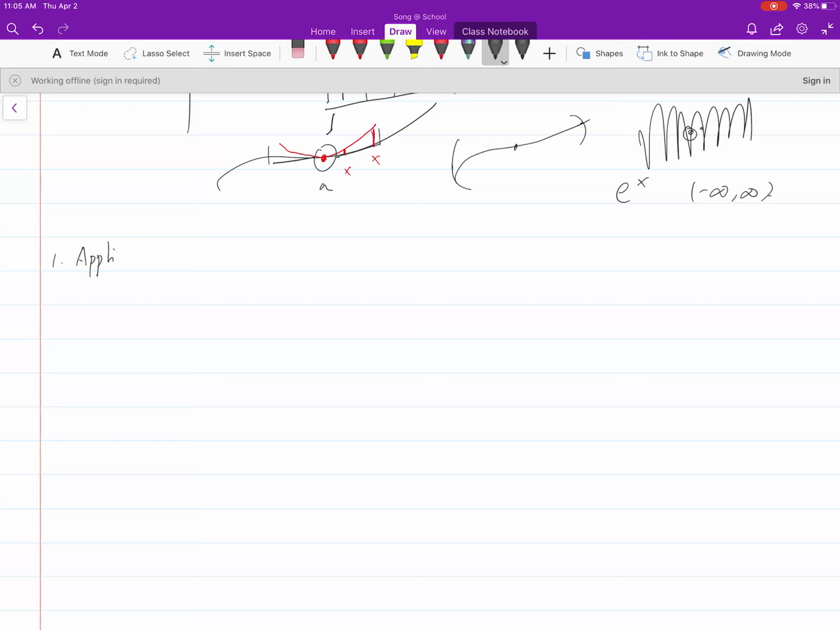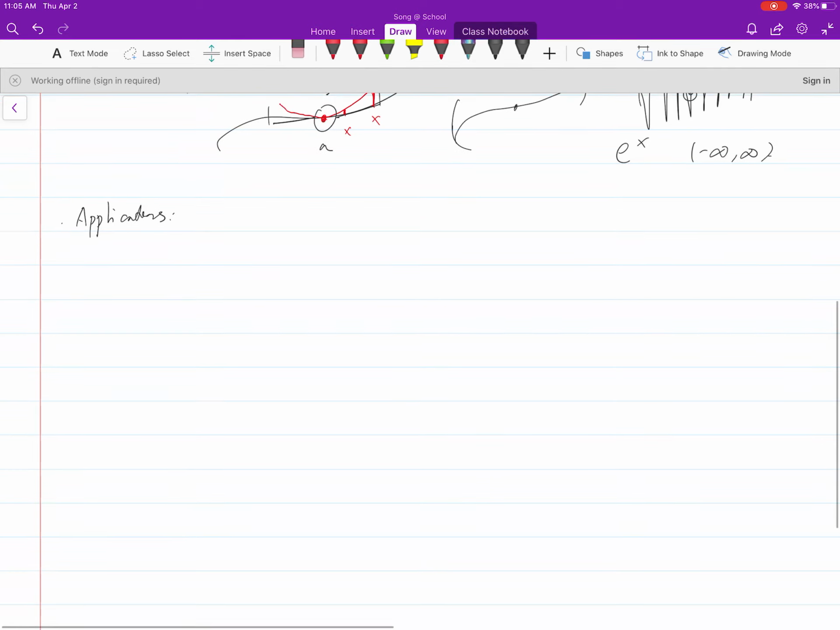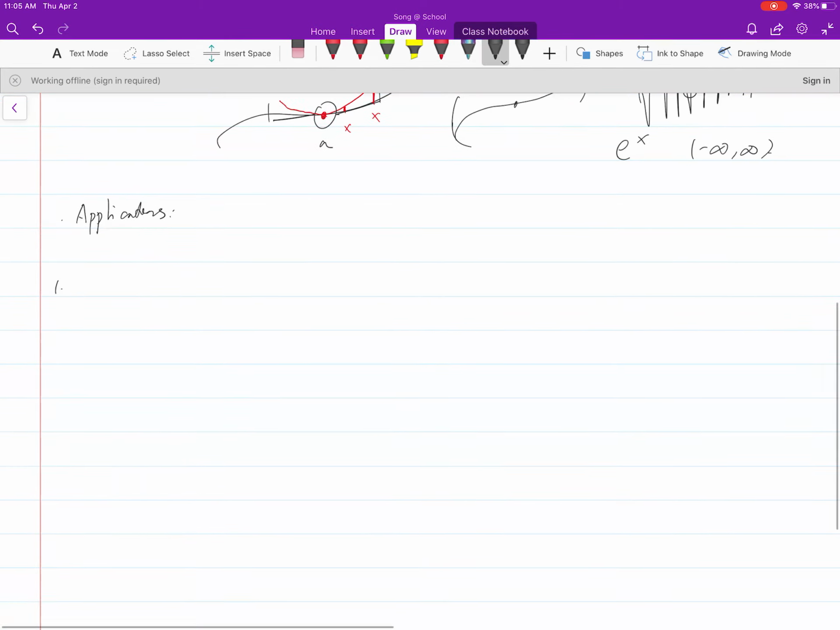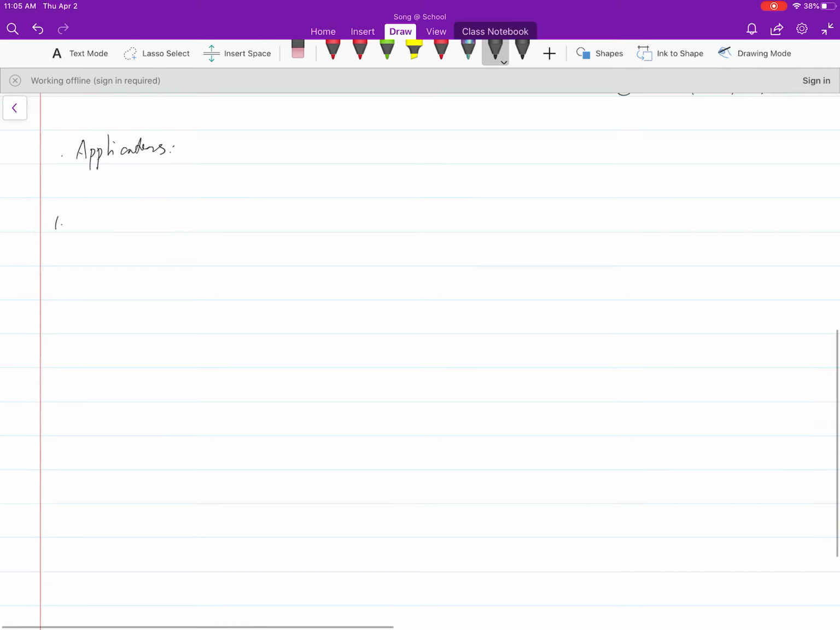Okay, now given the idea, let's check several applications. The first one, I'm just going to restrict to something we can do so far. The first one will be really easy. That is just approximating numbers. Now, what is e squared? What is e? What is sine 0.3?